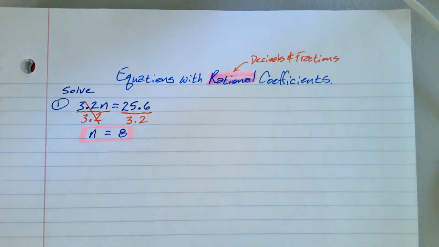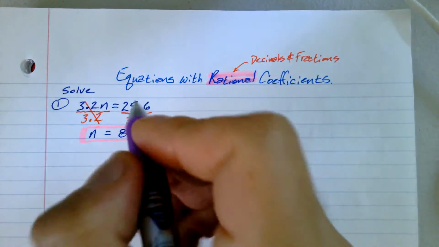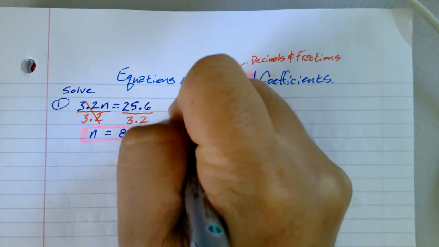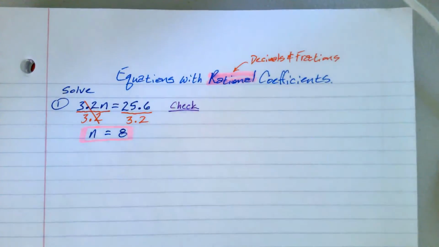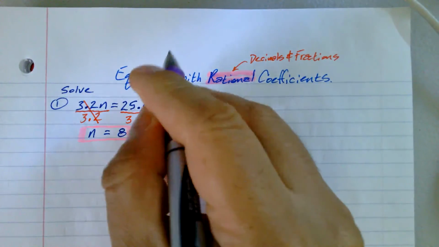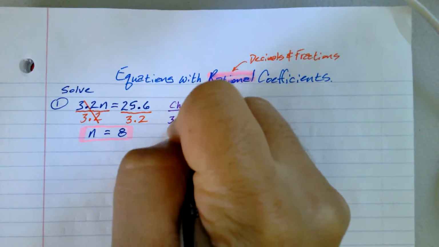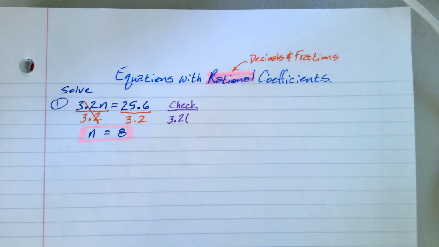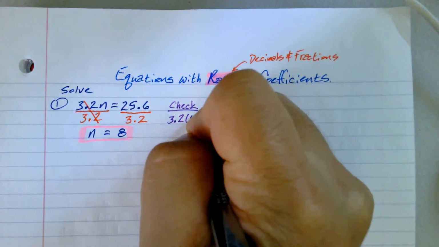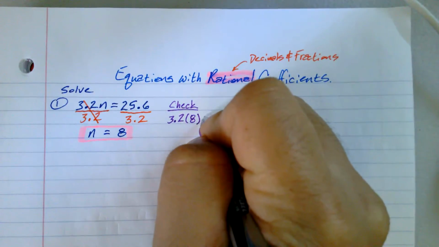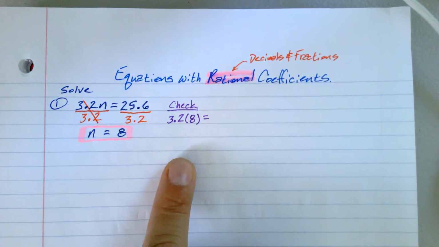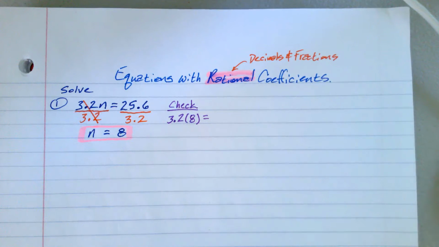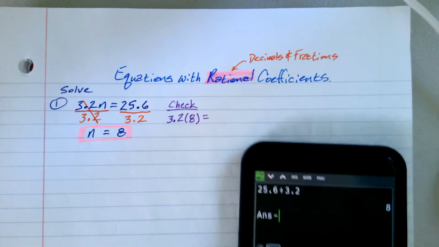Now, one thing that we have been neglecting, but I want us to do is a check. So we're going to check. Go back to your original equation, and we're going to multiply 3.2 times 8. Let's check what we get. Would you do me a great big favor? Multiply 3.2 times 8, the number we believe is the answer.